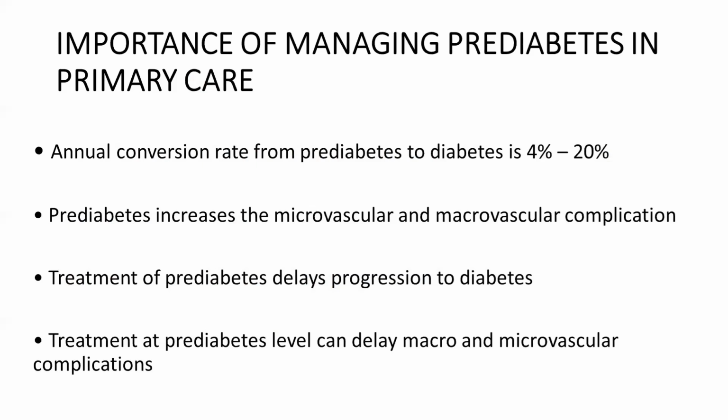So why is catching prediabetes very important in primary care? Because the conversion to diabetes from the prediabetes state is around 4% to 20%, quite a significant number. This state of having prediabetes can actually increase the microvascular and macrovascular complications, which is a problematic thing. And if we treat this prediabetes state, it would actually delay the progression to diabetes and can delay the diabetes-related complications as well.